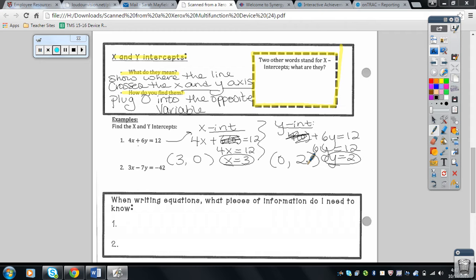Okay? I expect you to do example 2 on your own. And I'm also going to leave this square blank, because I'm thinking of 2 other words that stand for x-intercepts. So I want you to see if you can come up with those 2 other words. You learned them last year. Let's see if you remember them. So I would pause this video, answer number 2, and then move on to the next section.